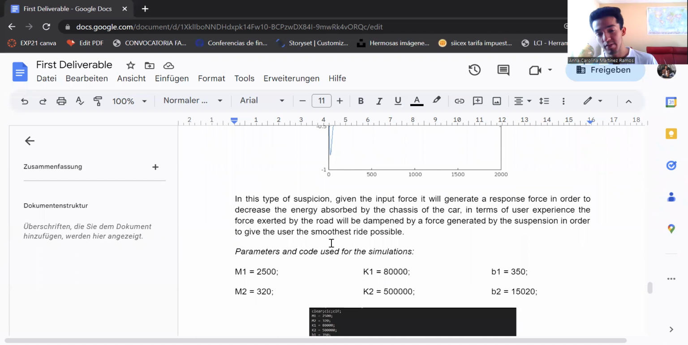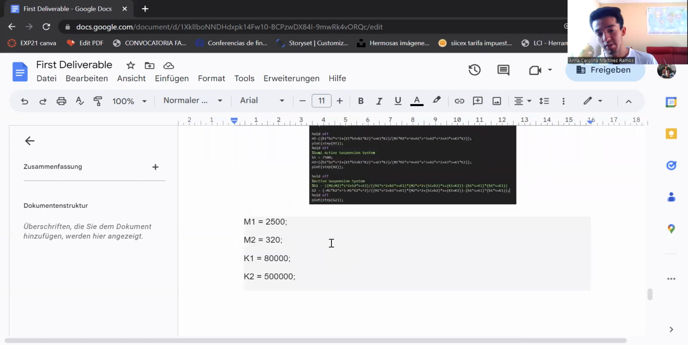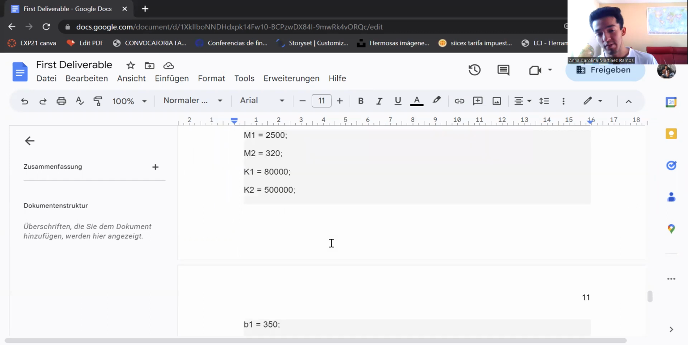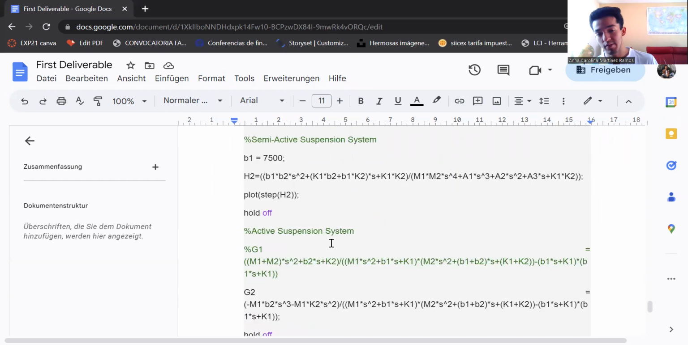So the parameters used for these simulations are M1 of 250, M2 320, K1 80,000, K2 500,000, B1 350, and B2 5,020. And well, this is part of the code used in MATLAB. Here we show you how we apply the previous parameters. And this is part of the MATLAB code for each one of the suspension systems. The first one is the passive, the second the semi-active, the third one, the best one, the active suspension.